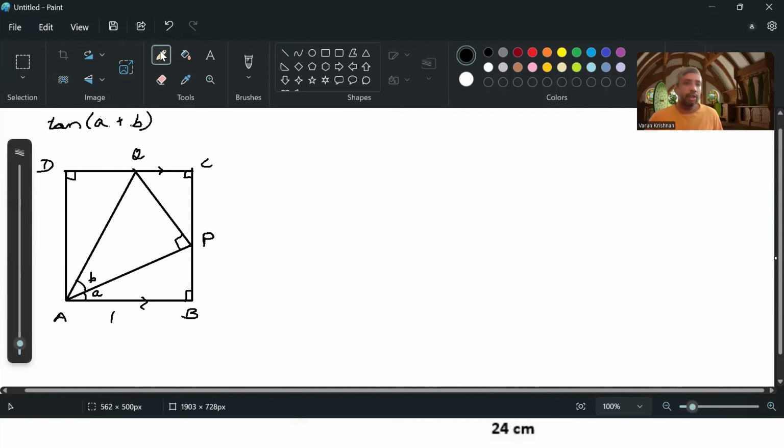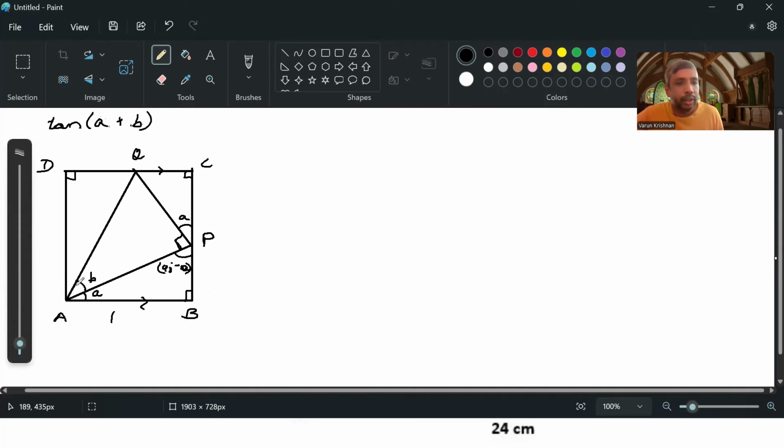To find the value of tan of small a plus small b, what I'm going to do first is find the value of all the other angles in this figure. See this angle, angle APB will be 90 minus a. If this angle is 90 and the total angle BPC is a straight angle of 180 degrees, that means this angle has to be a again, because a plus 90 minus a, the a and minus a cancel, and 90 plus 90 gives 180.